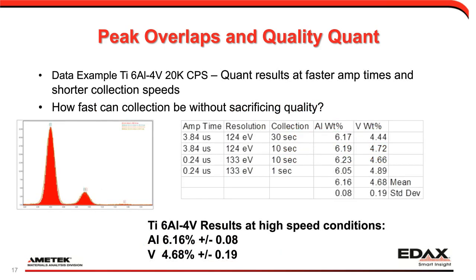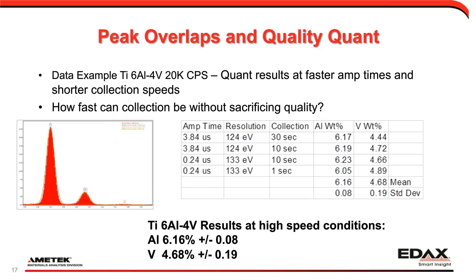The example shown here with the quantitative results gives a review of the slower and faster amp times. If we look down the aluminum weight percent column, we see really, really close to target values of 6%. And as we speed up the processor, we're really not giving any trade-off. We're not losing anything as far as performance goes. So there's a very low distribution between those values, and that yields a standard deviation for the data set of 6.16 plus or minus 0.08 relative for our aluminum, which is really excellent even at the 1 second collection time.